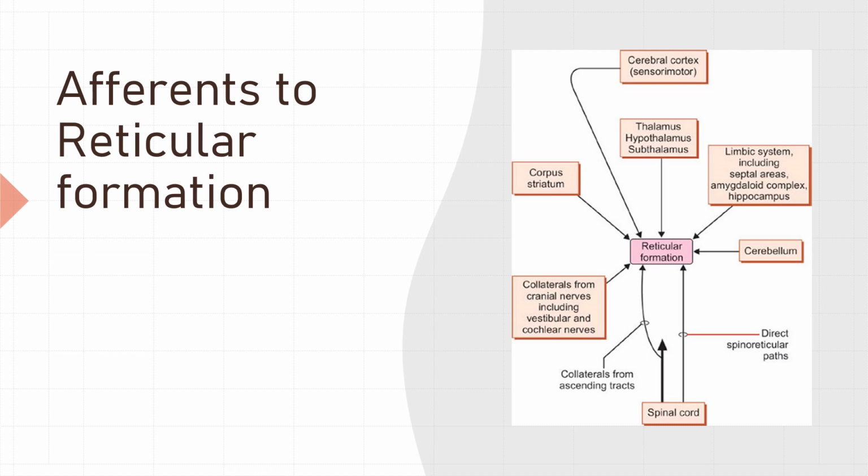From the basal ganglia, there are direct and indirect tracts. From the cerebral cortex, you have the sensorimotor tracts. From the limbic system, you have tracts that include the amygdaloid and the hippocampus that send signals to the reticular formation.